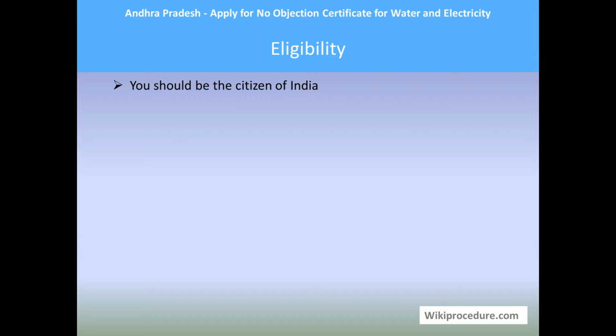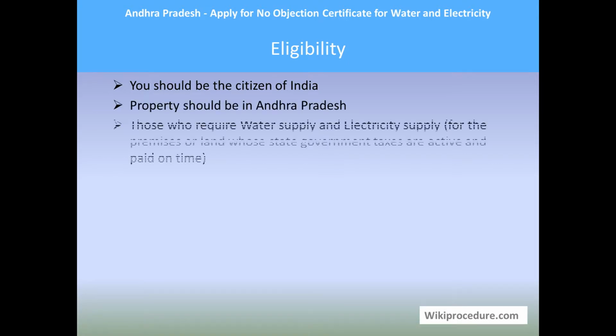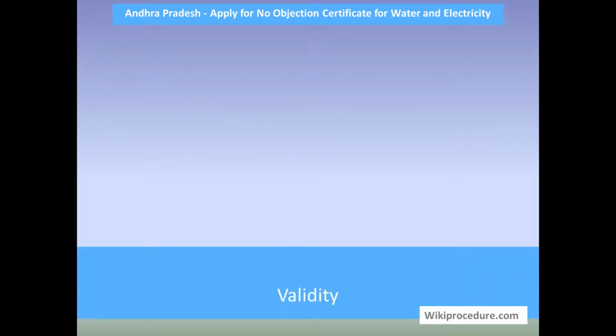Eligibility: you should be a citizen of India in order to apply for this procedure, because the land will be in your name and a citizen of India has the right to claim this NOC. The property should be in Andhra Pradesh. It is for those who require water supply and electricity supply for the property, whose government taxes are active and paid on time, or free from any tax payments which are not paid.